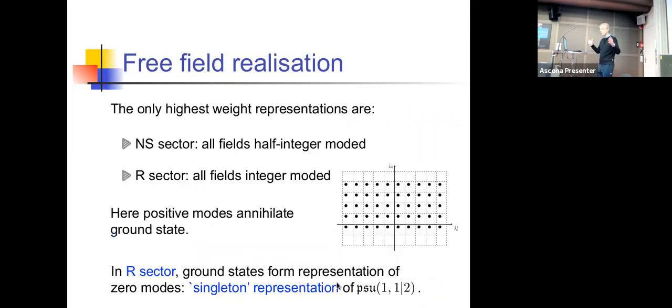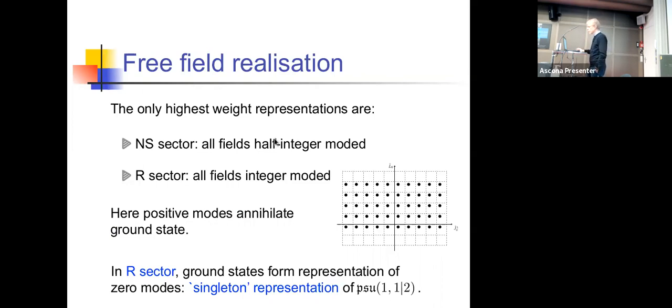Now, what are the representations? So this describes sort of the chiral algebra, if you wish, of this worldsheet theory. So what are the representations that this theory is made of? Now, free fields have free field realizations, free field representations. And for free fields, there's not that much you can do.